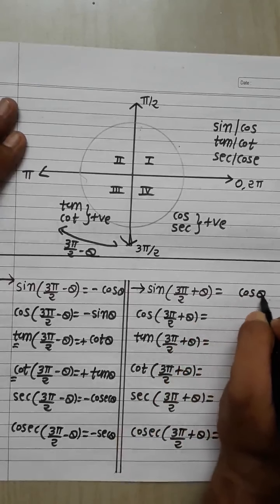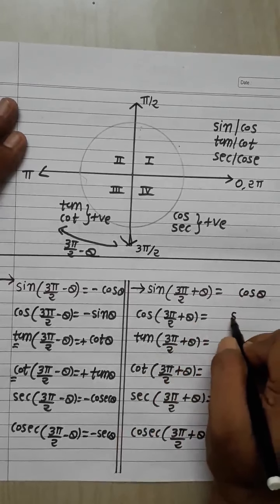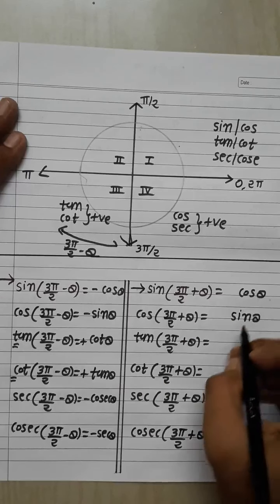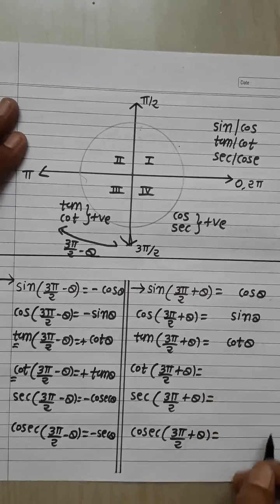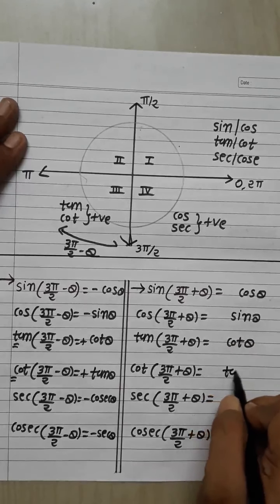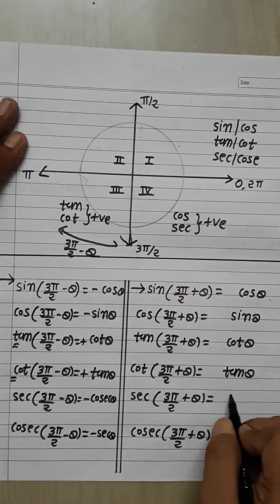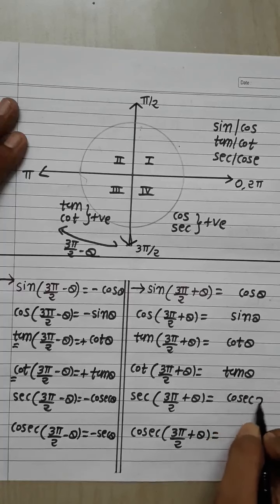So first of all, write here cos θ, sin θ, cot θ, tan θ, cosec θ and sec θ.